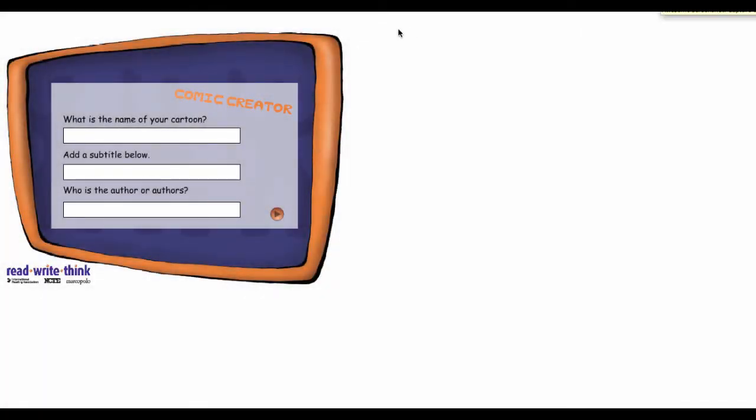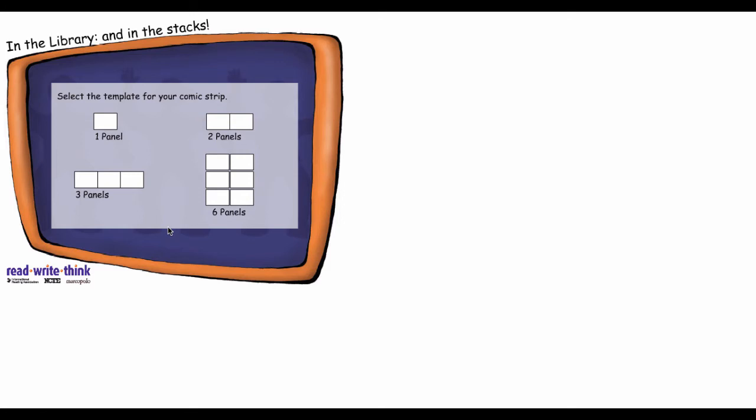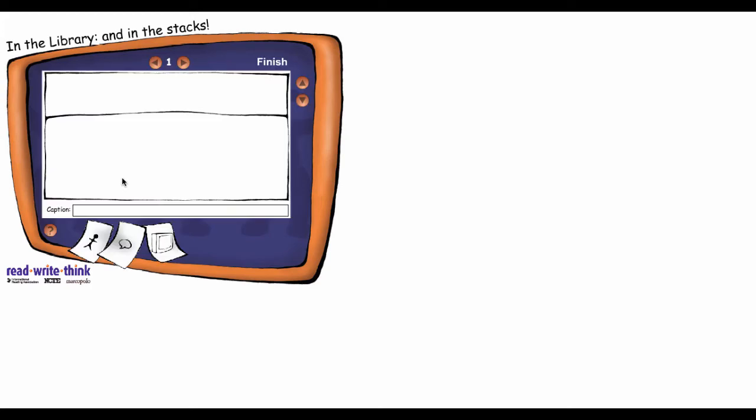The first thing that Comic Creator will ask you to do is put a name for your cartoon. So we'll do In the Library. And then it'll ask you to add a subtitle below if you would like. And In the Stacks. And then you put down the author or the authors. And you can leave that as a first name. It does not have to give any personal identifying information. Then you can click this, and it'll ask you how many panels do you want for your comic strip. So we'll select the 3-panel for this purpose.